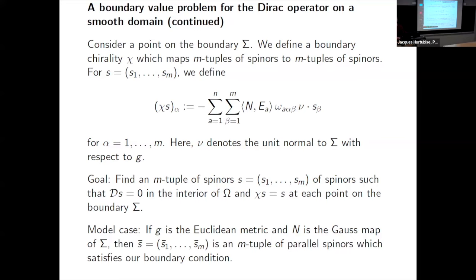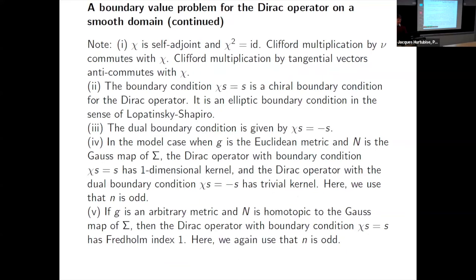Now the model case would be the case when G is the Euclidean metric and this N happens to be the Gauss map. So there's no difference between n and u. And so the point is, in this case, the boundary condition is set up so that if you take an M-tuple of parallel spinors, of constant spinors on R^n, then this will satisfy the boundary condition. Essentially, the boundary condition is reverse engineered so that this M-tuple of constant spinors in the model case would satisfy the boundary condition. So this is the boundary problem.